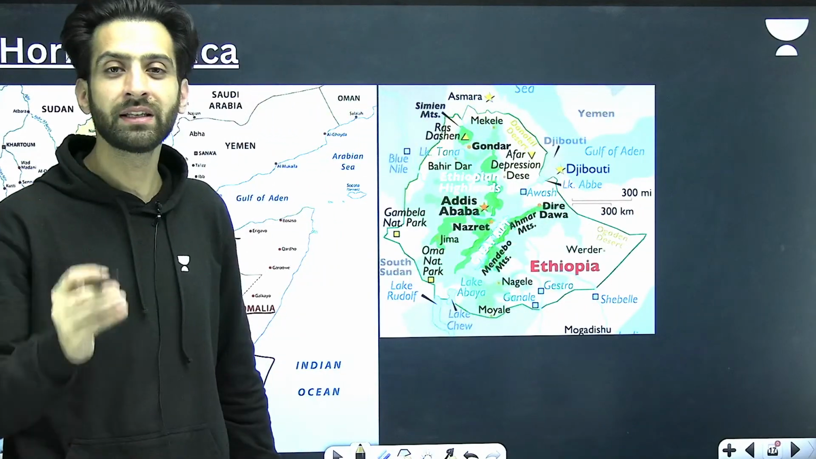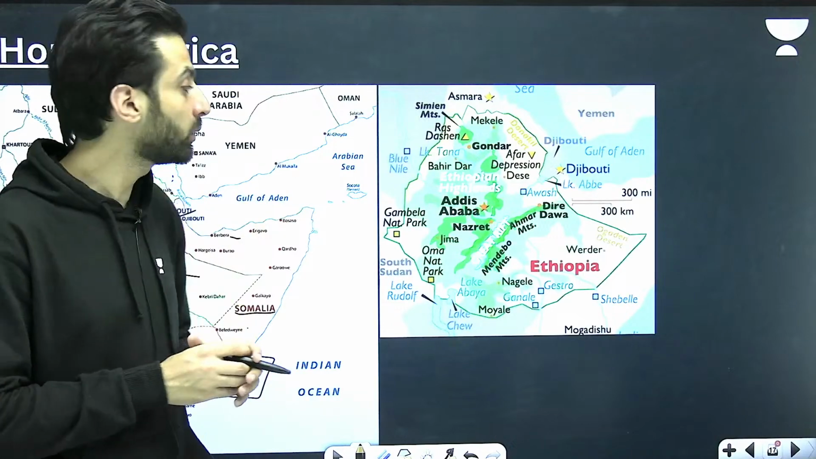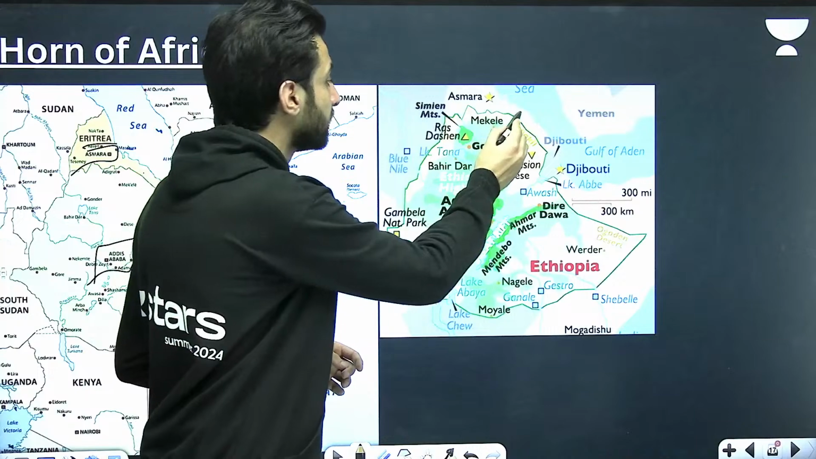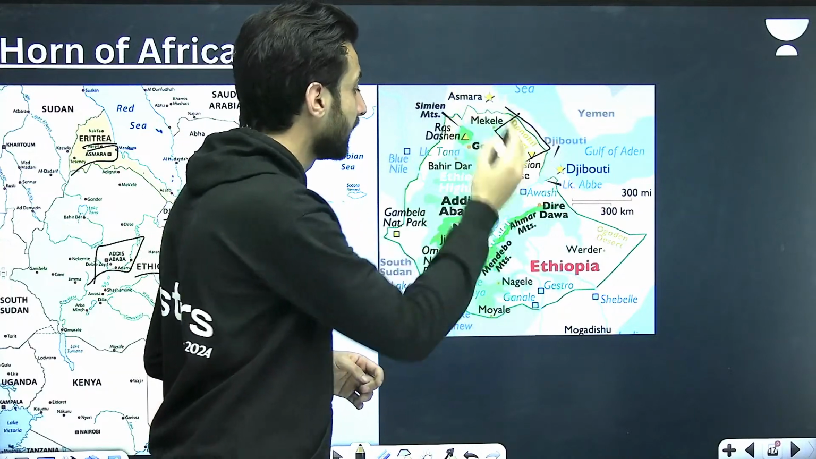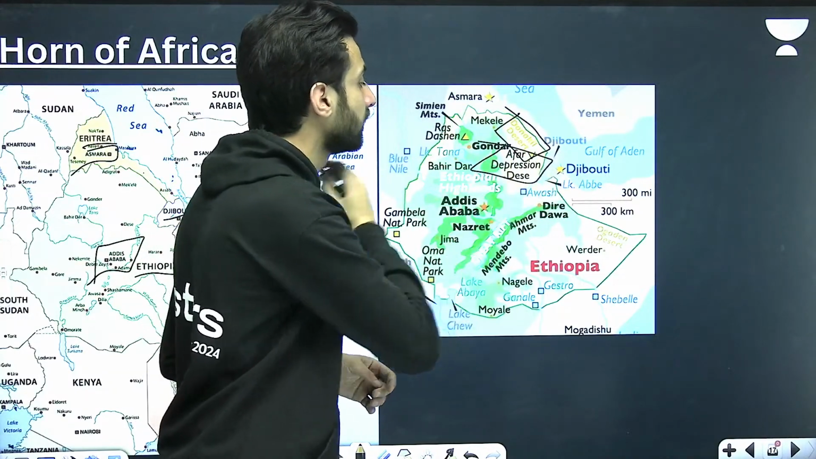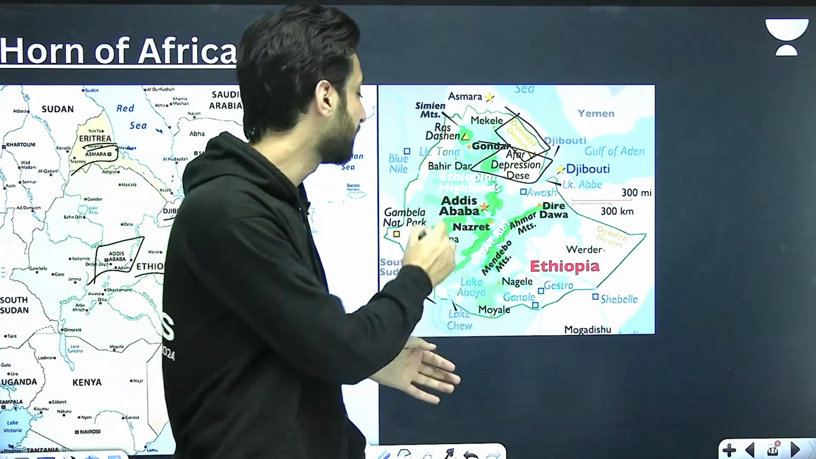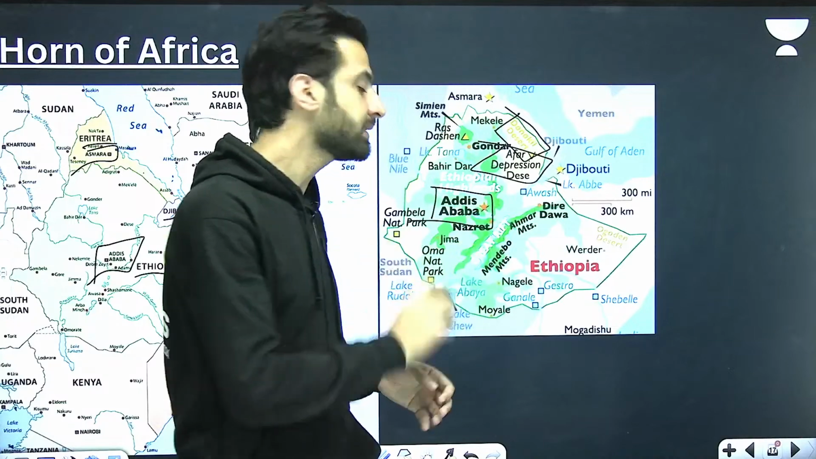If we talk of Ethiopia, there are a few important things that you need to know about it. That is the depressions, 2 very important depressions. First is the Danakil depression, and second is the Afar depression. These are the 2 depressions located in Ethiopia, with the capital Addis Ababa.